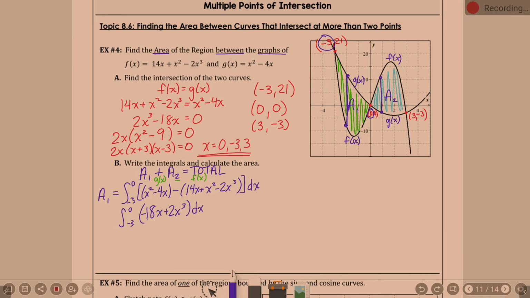This one, we still have another one to do over here. This does clean up to be -18x and a plus 2x cubed. My apologies. Are you with me? Okay. Let's integrate.